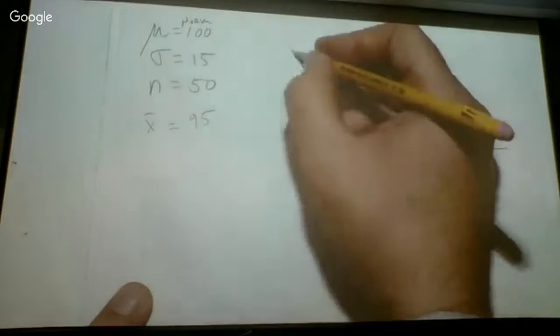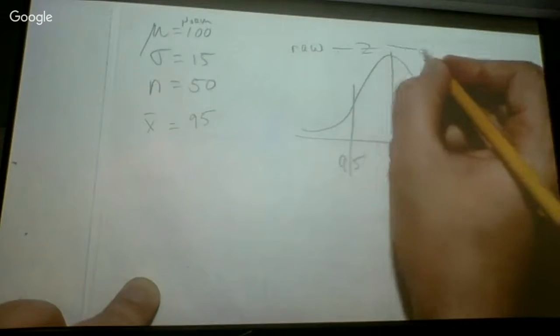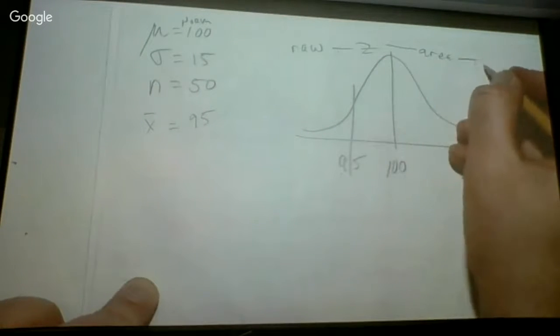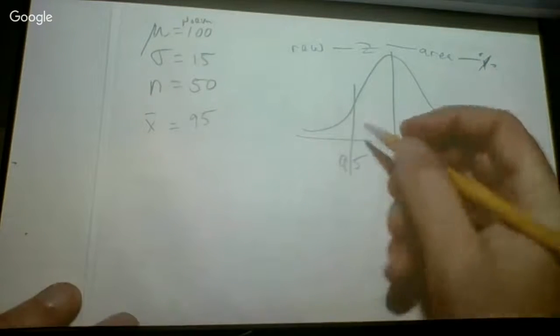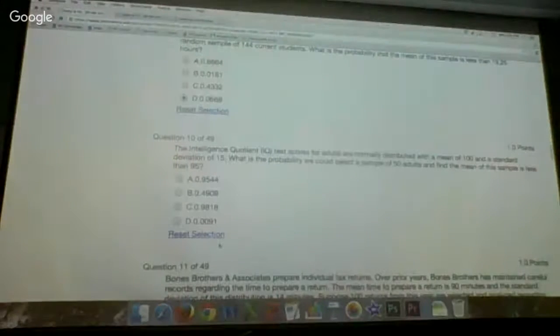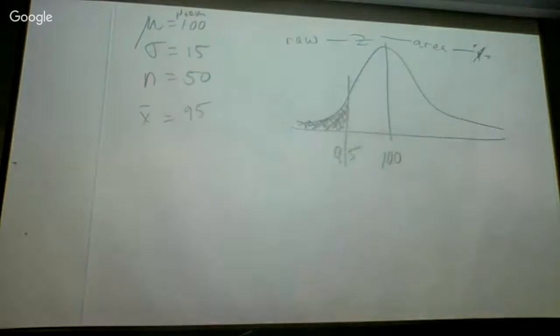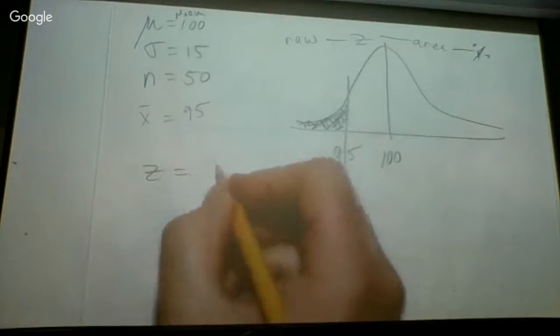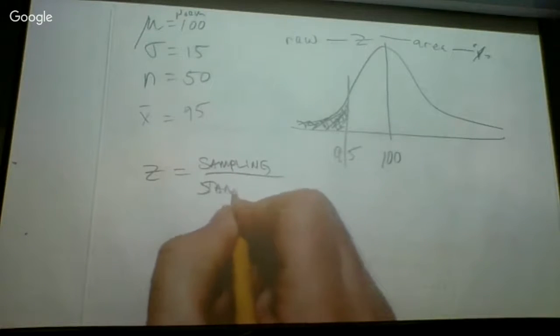I know the process I need to follow is taking some raw score, in this case 95, converting it to a z-score using a formula. Then I'm going to go to a table to get an area, and I'm going to have proportion probability percent left over at the end. And I need to be, according to the question, we need less than 95. Question here says less than 95, so less than 95, this is what I need. My z-score equals sampling error over standard error.